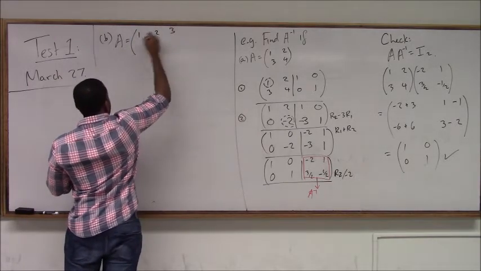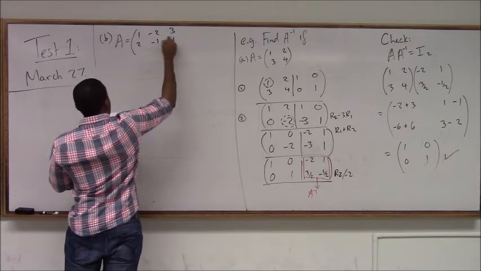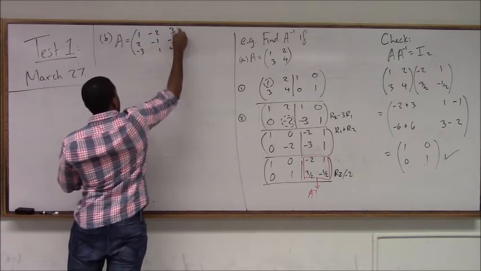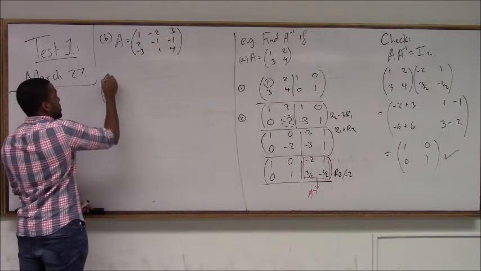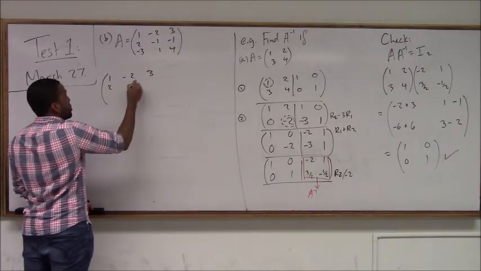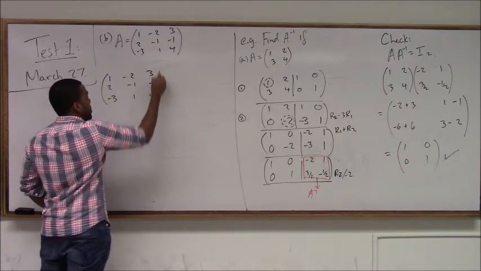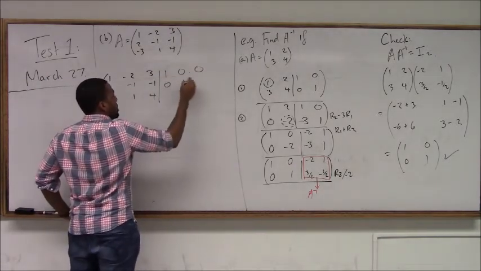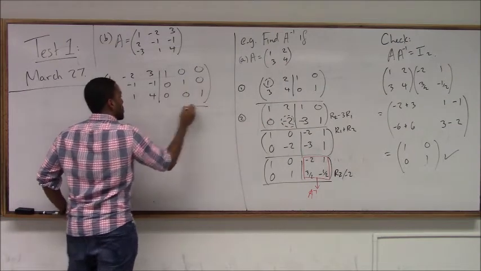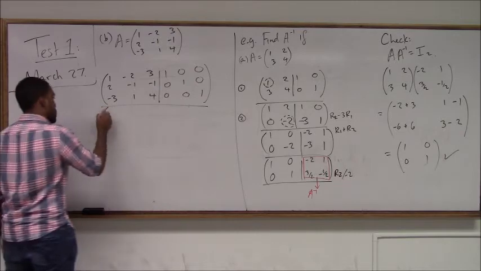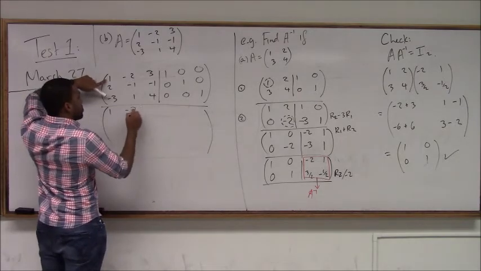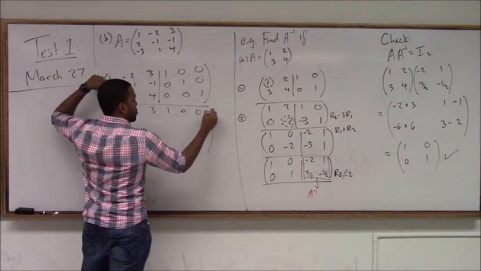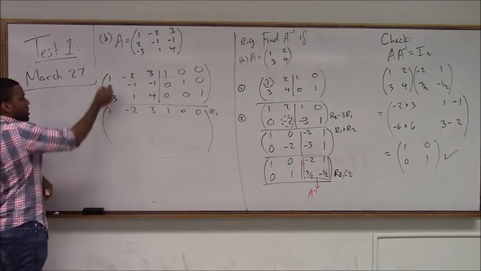So 1, minus 2, 3; 2, minus 1, minus 1; minus 3, 1, 4. Again, we'll do sort of the same idea. We'll augment that with the 3 by 3 identity. And now we're going to do row operations. That's already a pivot, so I'm going to leave the first row. Now I'm going to want to kill everyone below that.